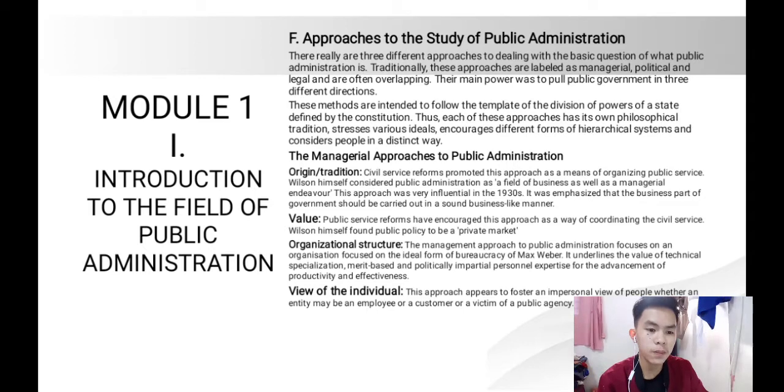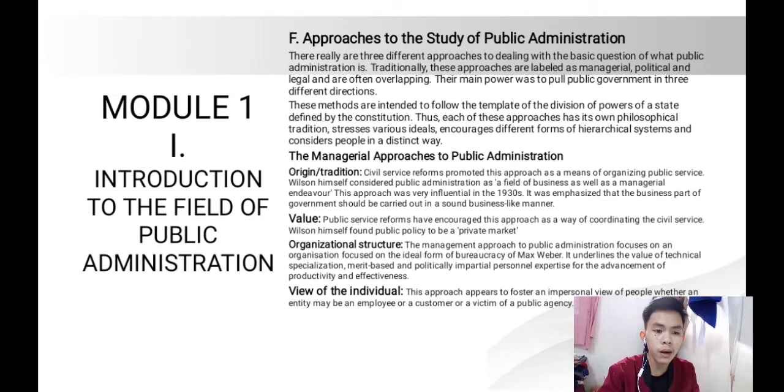Thus, each of these approaches has its own philosophical tradition, stresses various ideals, encourages different forms and hierarchical systems, and considers people in a distinct way. The managerial approach to public administration is divided into four different sublevels. Firstly, we have the origin and tradition. Second, values. Third, the organizational structure. And fourth, the view of the individual.